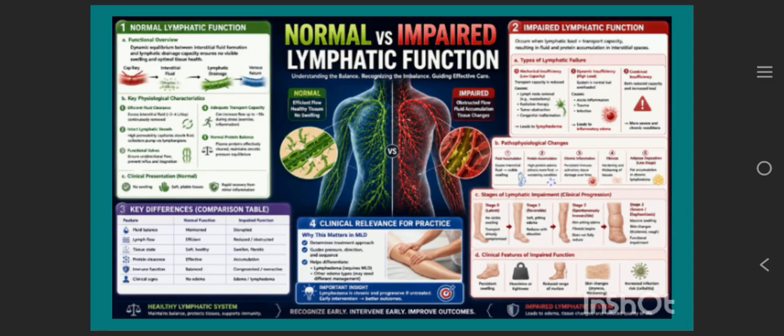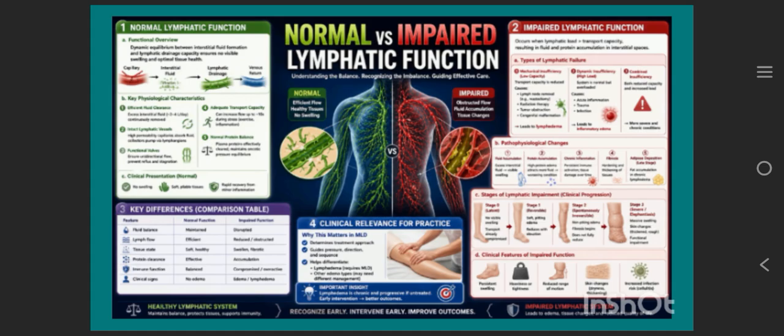Next we will discuss the clinical presentation. In normal clinical presentation, first, there is no swelling. Secondly, soft, pliable tissues. Third is normal skin texture. Fourthly, rapid recovery from minor inflammation. These 4 are the clinical presentation for normal. We have discussed normal lymphatic function. Now we will discuss impaired lymphatic function.